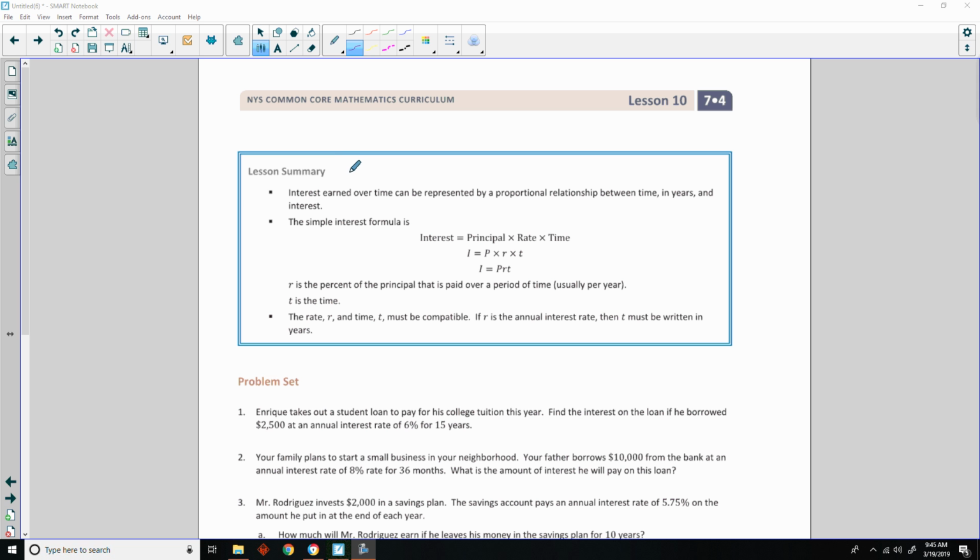Okay, that is the end of lesson 10. Review the lesson summary, memorize the equation and all the variables, and go to your problem set.